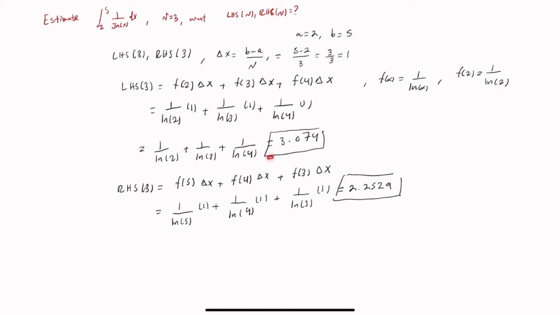Notice that the left-hand sum is greater than the right-hand sum. Therefore, the left-hand sum is an overestimation, and the right-hand sum is an underestimation. And the integral going from 2 to 5 of 1 over natural log of x dx is going to be between these two. So between the left-hand sum, which is 3.074, and the right-hand sum, which is 2.2529.